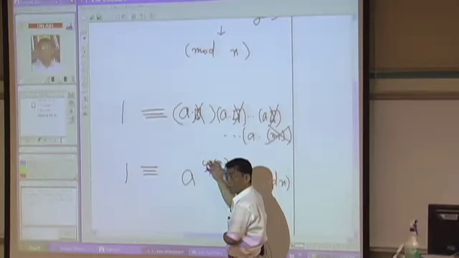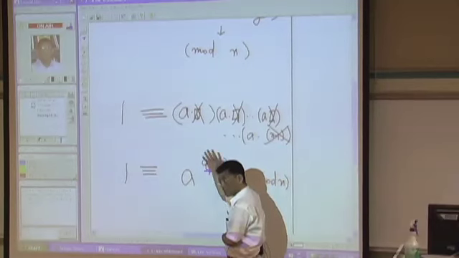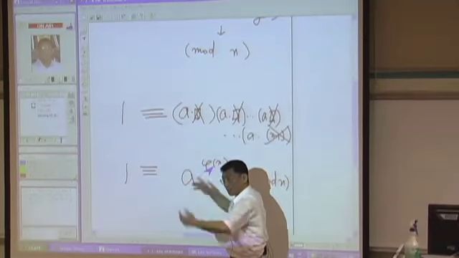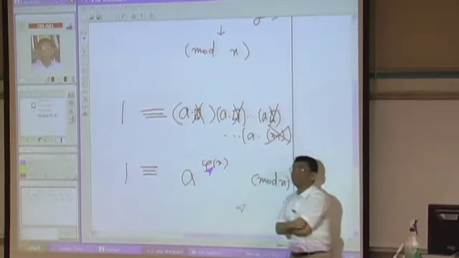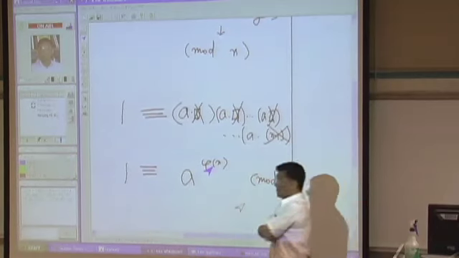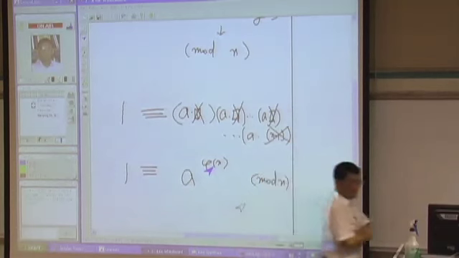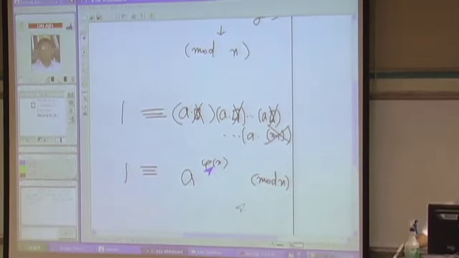It's very legitimate, right? Because how many entries are in the set? These many entries. So we completely proved Euler's theorem, which is the generalization of Fermat's theorem.